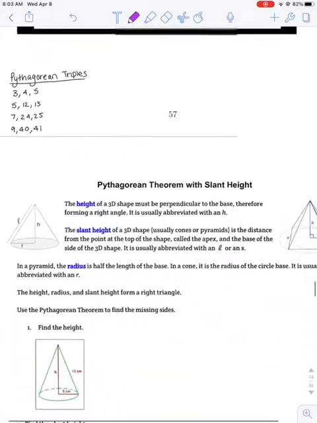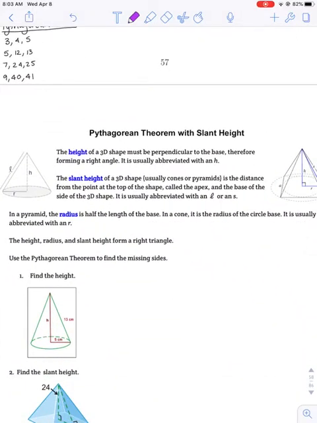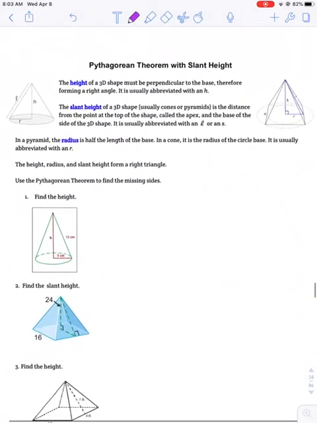Let's take a look. So this first page is all about connecting Pythagorean theorem to slant heights and right triangles within 3D figures. It's really helpful for surface area and volume problems where not all the information might be given. So let's go over some vocab first. The height of a 3D shape must be perpendicular to the base. Therefore, it forms a right angle. It's usually abbreviated with an H.